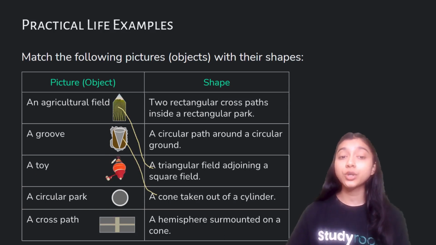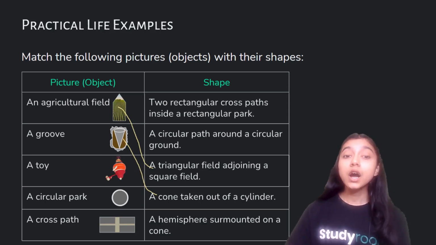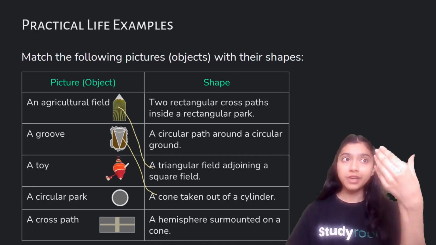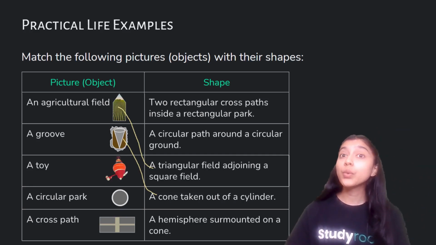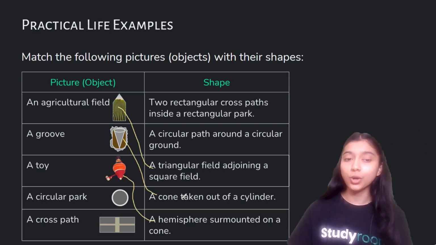Next up, we have a toy. This is a toy. What does it look like? It looks like a hemisphere that is surmounted on top of a cone. So, when we have a cone and on that, we have a hemisphere, we will match this with a cone in the bottom and a hemisphere on the top.